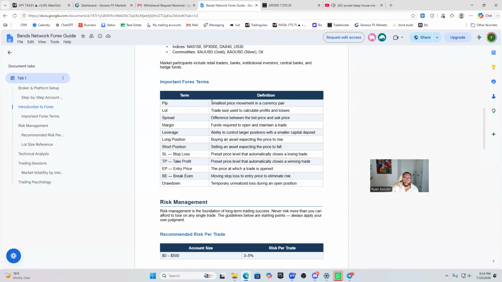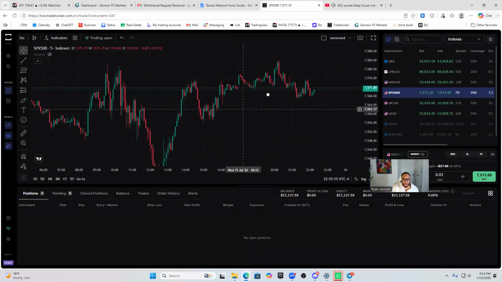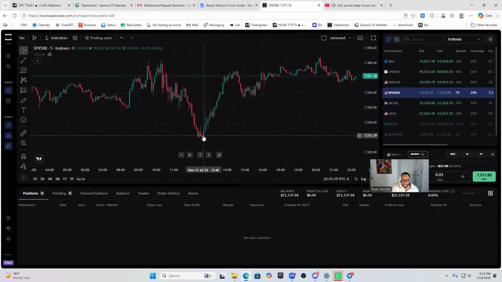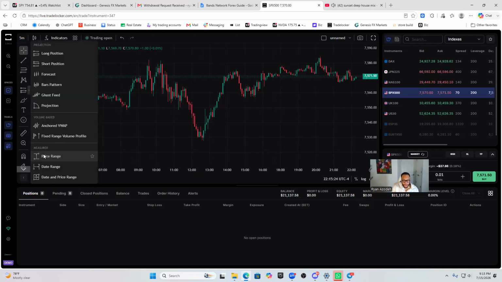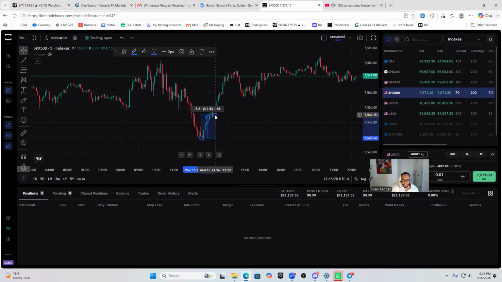Now, how do prices move in Forex? Well, they move in what we call pips. I'll just show you really quickly what a pip is. Let's say if we look at this chart right here, you bought SPX 500 down here and took profit right there. You can go to your price range tool right here and click from there to there.